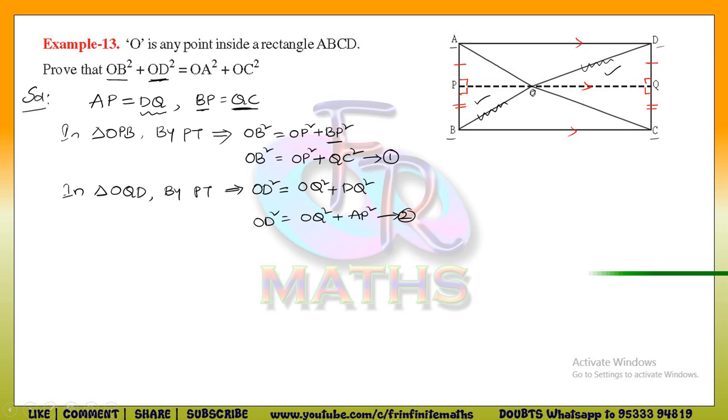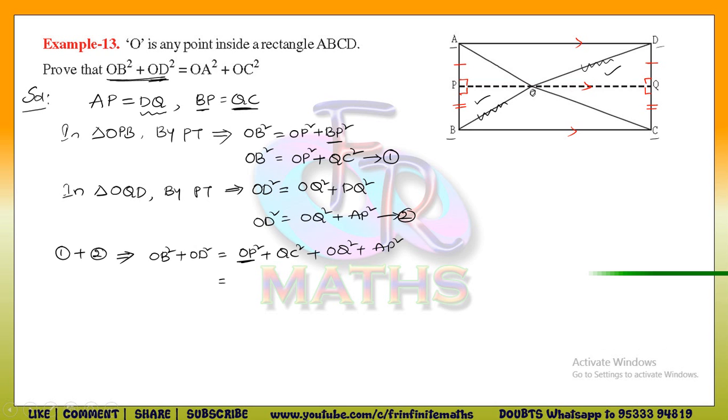Okay, now since I need OB square plus OD square, what I can do is add equation 1 and equation 2. When I add equation 1 and equation 2, left hand sides will be added together and right hand sides added together. So OB square plus OD square is equal to OP square plus QC square plus OQ square plus AP square. Right? Now rearranging the things.